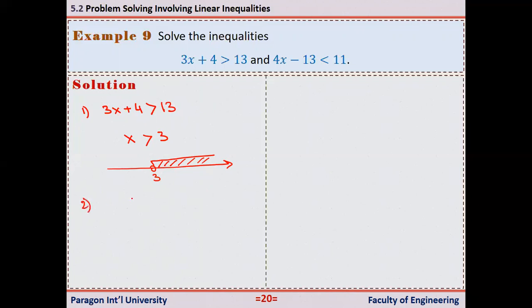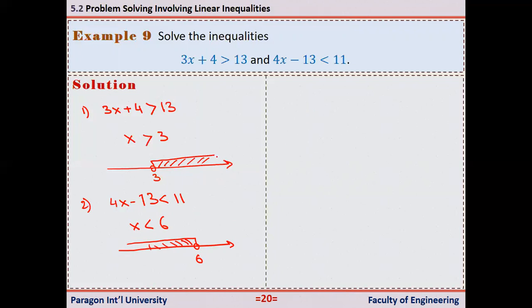The second inequality is 4x minus 13 is less than 11. And if you solve this inequality, we get 11 plus 13, 24, divided by 4, that is 6, right? And on the number line, here we have 6, not inclusive. All the numbers to the left of this number will be solutions to this inequality, right?